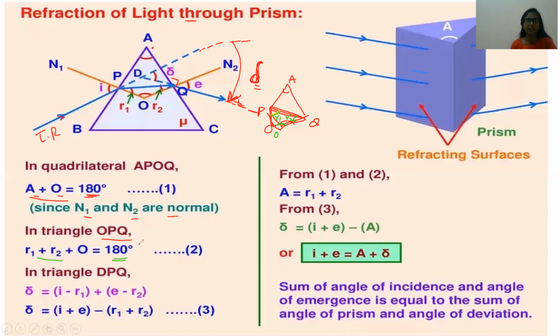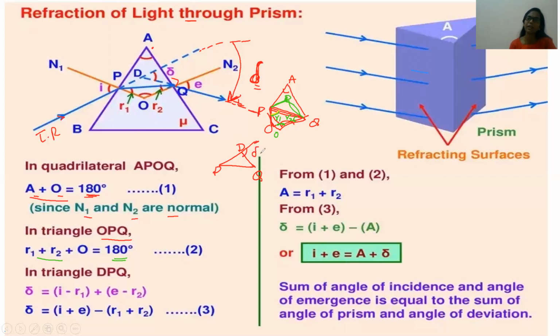And in the triangle DPQ, you can observe the top one here, D is there, here P is there, and here Q is there. In triangle DPQ, what is given? Angle delta. This is the exterior angle, so let us learn it properly. This outer angle is delta.